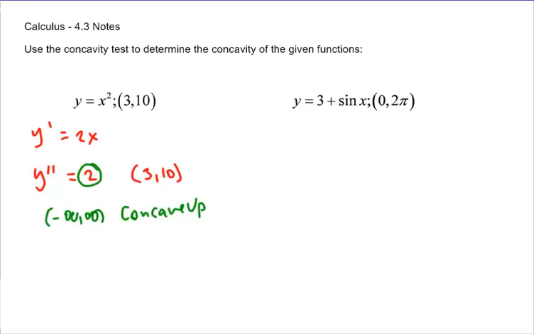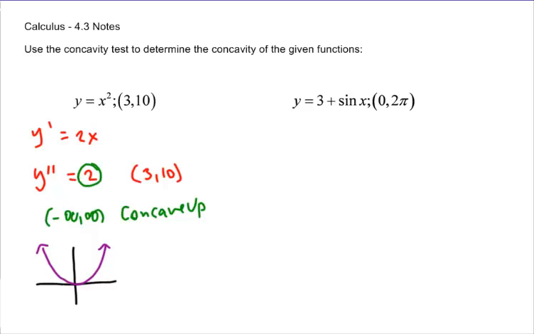Okay, what does that mean? Well, think about x squared. If we graph x squared, it's going to look something like this. And concave up just simply means that the shape bends so that the left end and right end point up. And this would be a concave up type of bend.